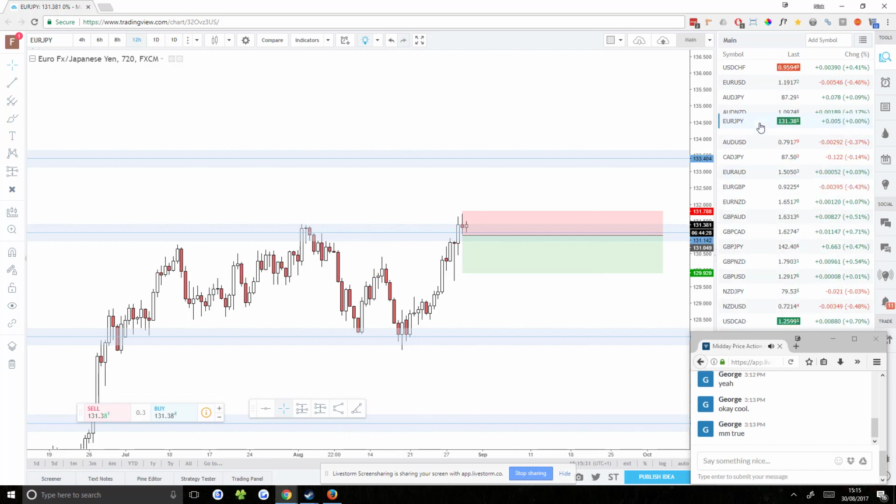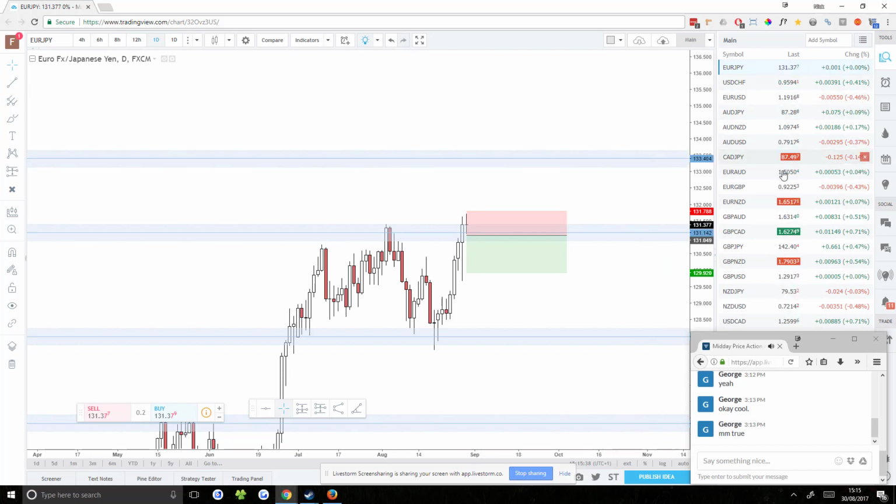Let's keep a close eye on this one, guys. I might trade it on the 12-hour. I might trade it on the daily. I want to see how this one plays out, but it looks good right now.